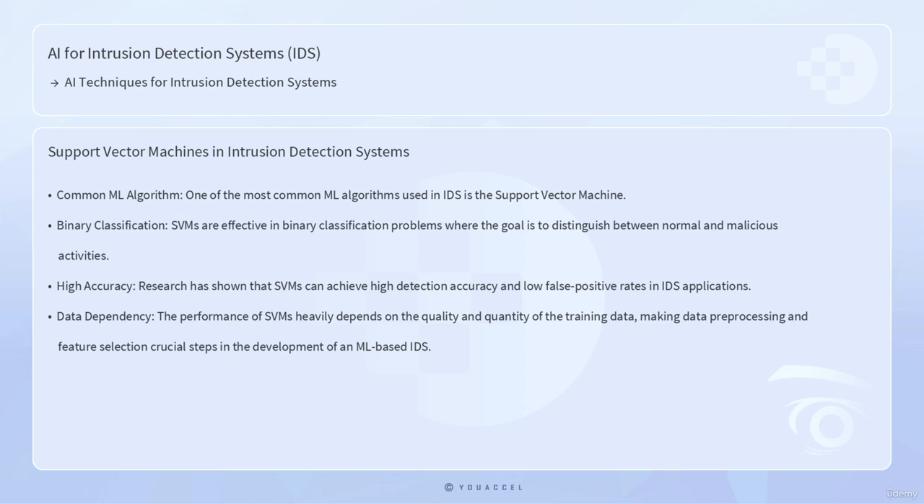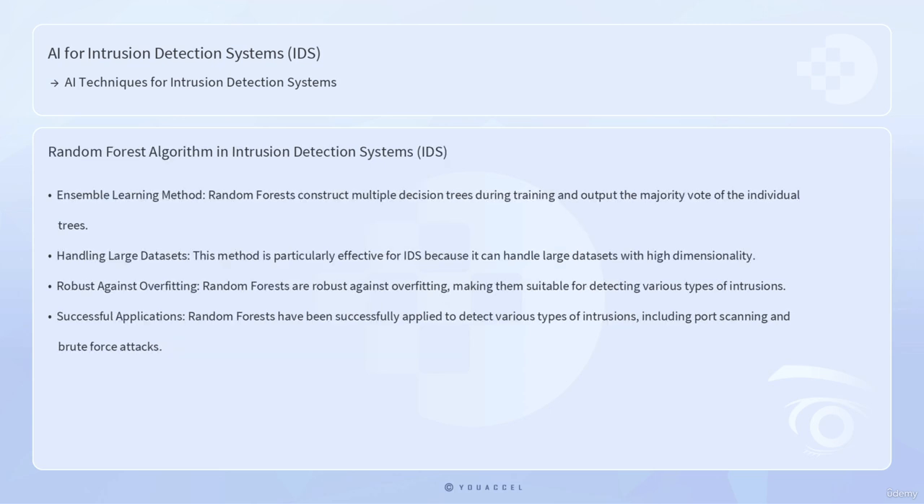However, the performance of SVMs heavily depends on the quality and quantity of the training data, making data pre-processing and feature selection crucial steps in the development of an ML-based IDS. Another powerful ML technique used in IDS is the random forest algorithm.